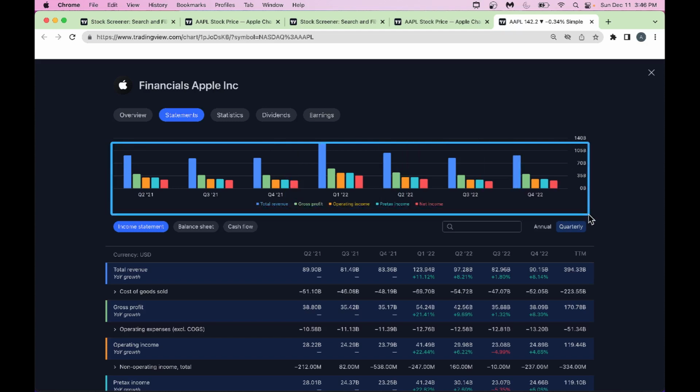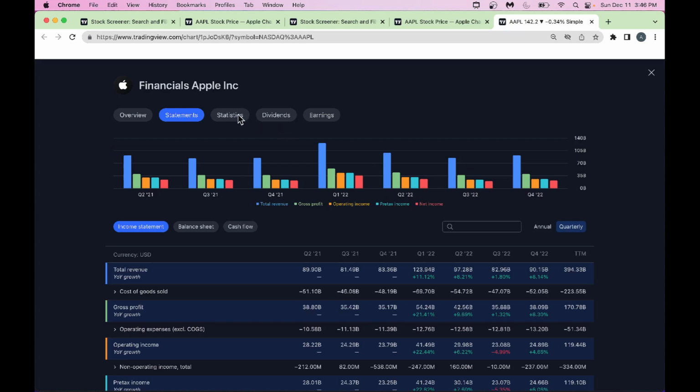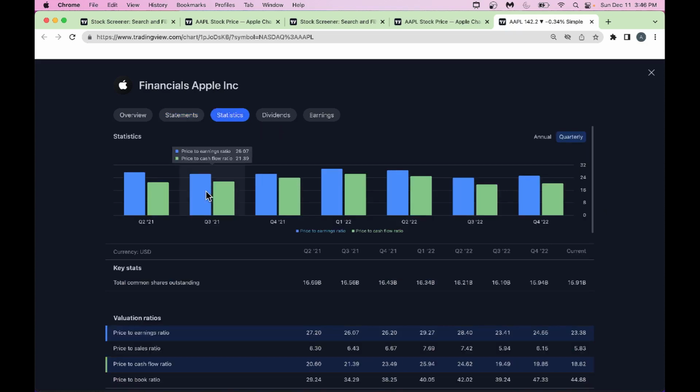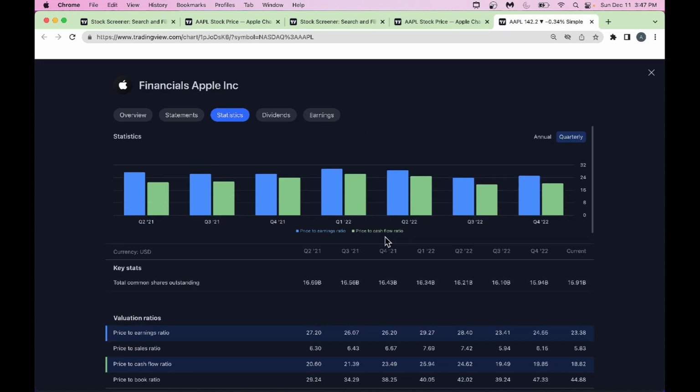You don't need to deep dive most of the time unless you see something negative. All right, so you could also click on the statistics here to look at the statistics, and it tells you the PE ratio and price to cash ratio. Nothing, it's all doing great here, as you can see. That's why I love stocks that do very well fundamentally. Then you could look at dividend.